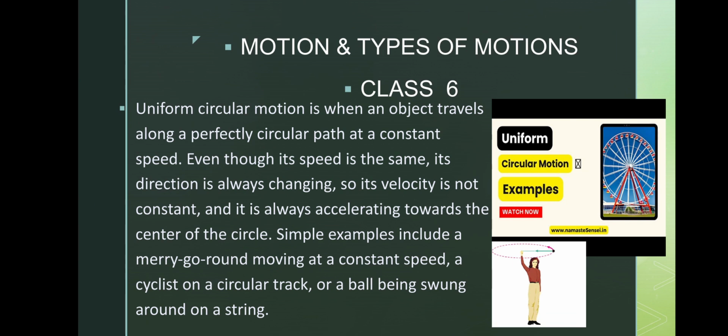Simple examples include a merry-go-round moving at a constant speed, a cyclist on a circular track, or a ball being swung around on a string. I have shown those pictures of a merry-go-round or giant wheel. So that is also circular motion, which is uniform circular motion.